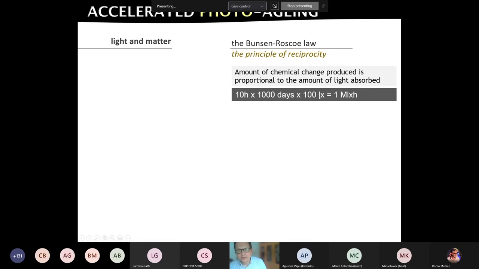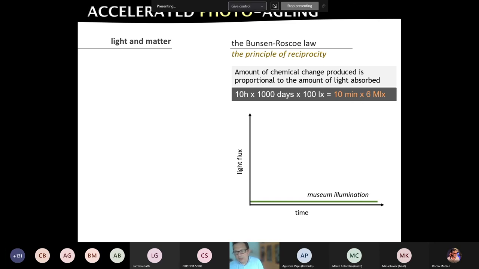And we can deliver this 1 megalux of exposure, this dose of light, when we have a very high intensity of a light source within 10 minutes. So we can mimic the photochemical changes on the object in a short duration of a short laboratory experiment, not waiting these 3 years. So that opens the space for so-called accelerated aging in the context of heritage materials. So museum illumination: low intensity, long time, and accelerated photo aging: high intensity in a very brief duration of time.